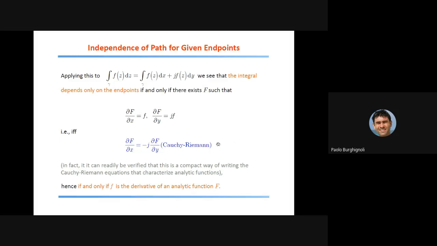This is something we saw in the first lesson. They are a pair of differential relations that characterize the differentiable or analytic functions. So basically, to summarize, the integral of a complex function depends only on the endpoints if and only if this function can be obtained as the derivative of an analytic function, capital F. And in this condition, we will see in half an hour or so that the function f itself, small f, is analytic itself.